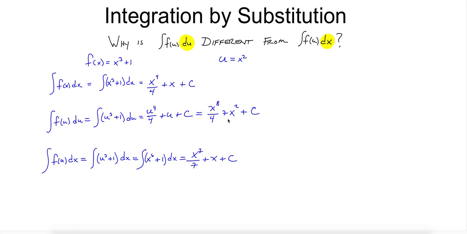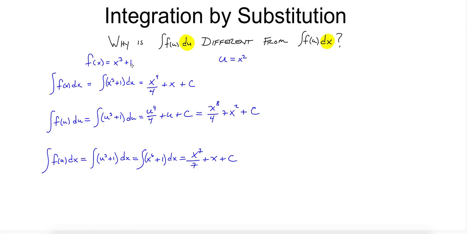And then lastly, for the third one, we want to take the antiderivative of f of u with respect to x. Well, that meant that we needed to have it in terms of x before we integrate. And that gives us x to the 7th over 7 plus x plus c.